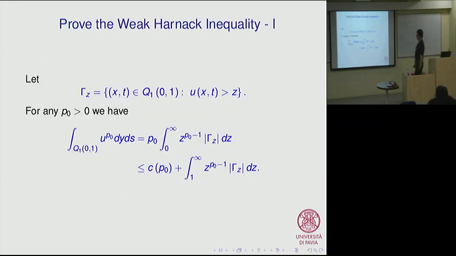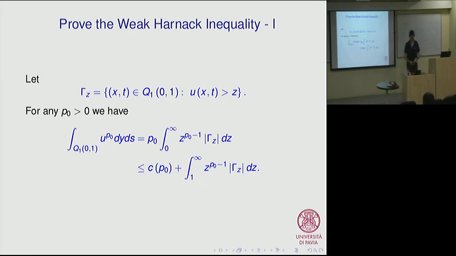Okay, so let me call gamma z the set in the cylinder Q 1 0 1 where u is larger than z. And then this is a trivial consequence of the integration theory, that the integral over my cylinder of u to p naught can be written in this way. So you have the integral of z to the p naught minus 1, the measure of gamma z, in dz. And in particular, this integral between 0 and infinity, you split it as the integral between 0 and 1 plus the integral between 1 and infinity. And this is trivial, this is a number, there's no problem with this. Whereas, of course, the problem lies here.